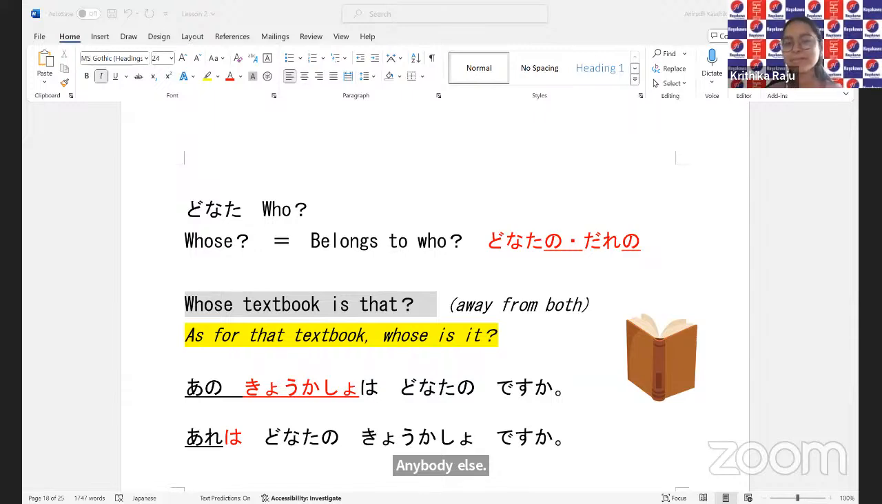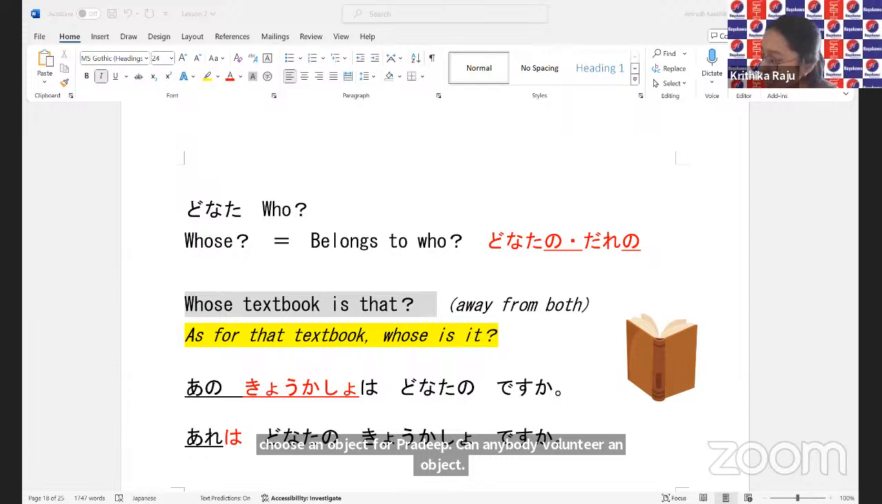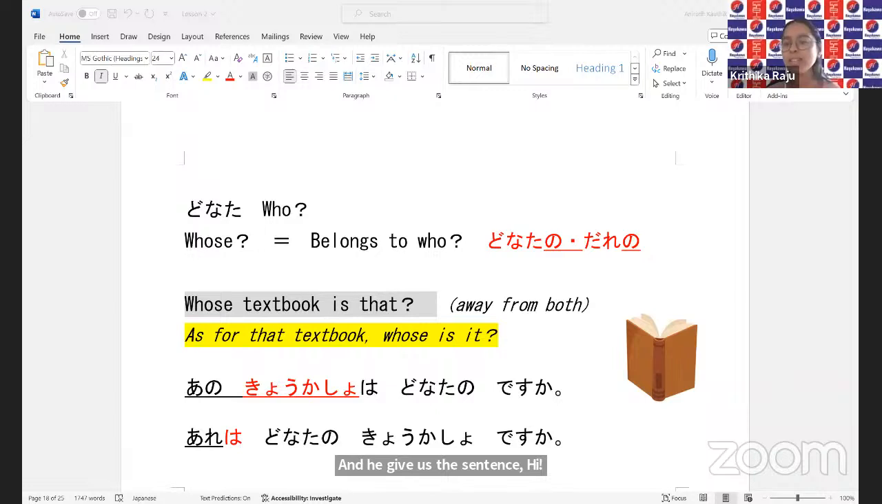Pradeep-san, would you like to try? Let's choose an object for Pradeep-san. Can anybody volunteer an object? Phone. Hon. Yes. What is hon, everyone? Book. Hon is book. Correct. Yes, Pradeep-san. Try this sentence. As for this book, whose is it? As for this book. How do you say this book?